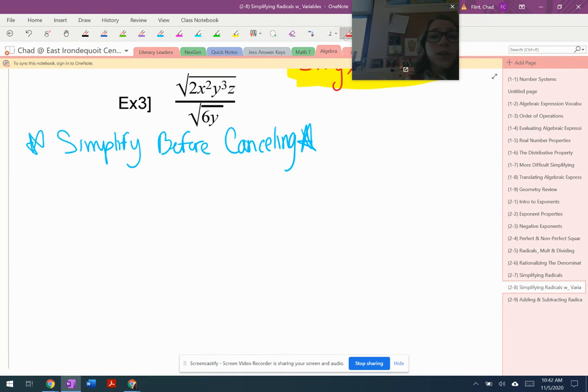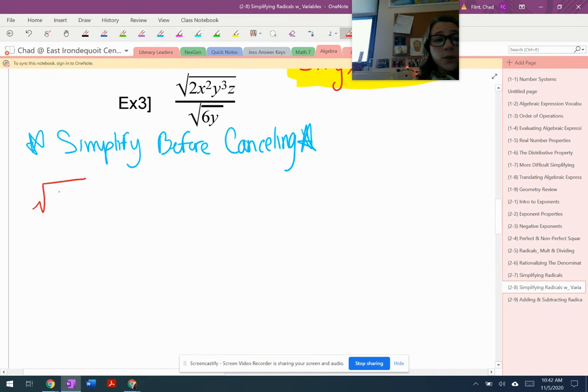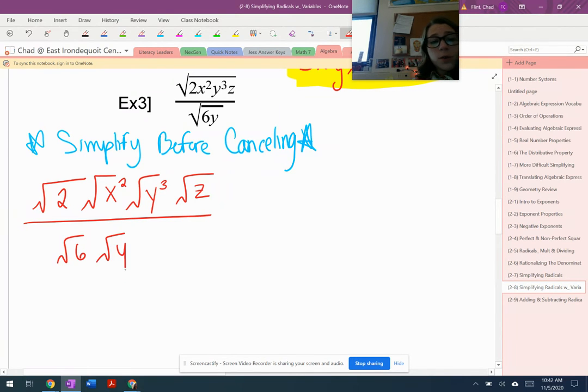Okay, so on the top, I've got the square root of 2, the square root of x squared, the square root of y to the third, and the square root of z, all over square root of 6 times the square root of y.